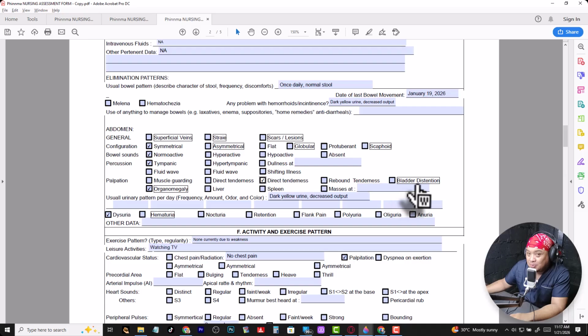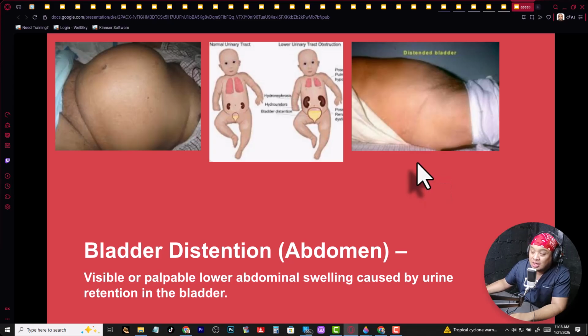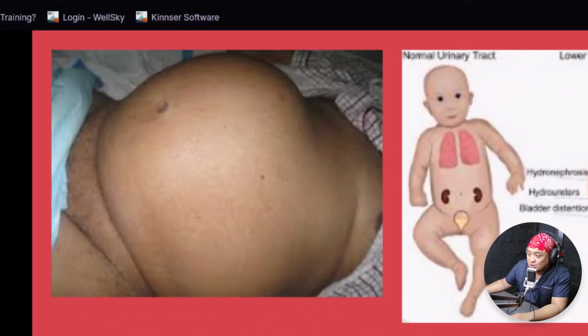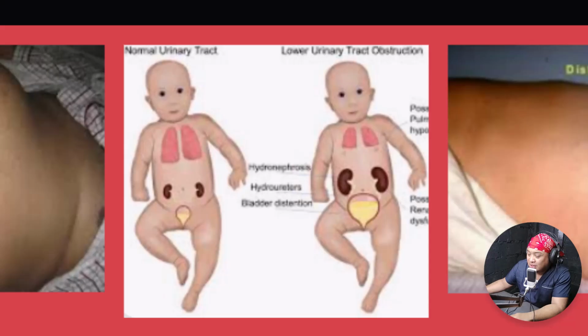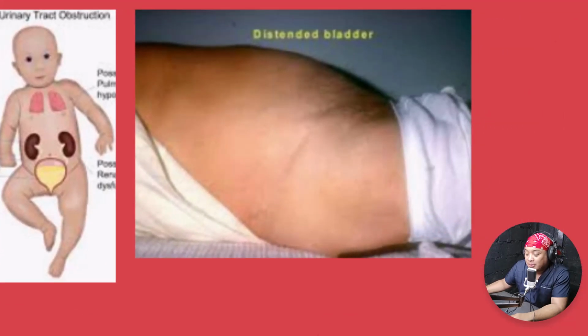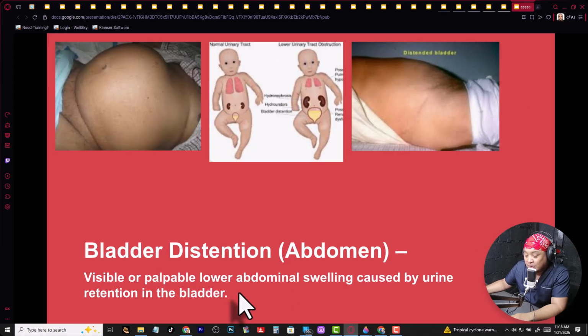Bladder distension. So a distended bladder. Expect the abdomen to be a bit bulging, especially if the patient has not urinated. So here is a bladder that is full, so you can expect it to bulge. This is a case of distended bladder: visible or palpable lower abdominal swelling caused by urine retention in the bladder. That's why it's called bladder distension.